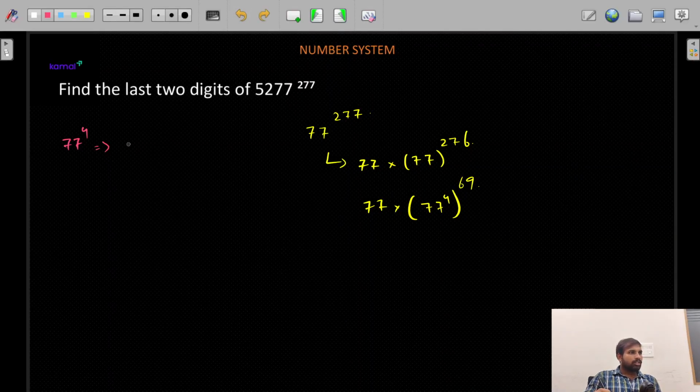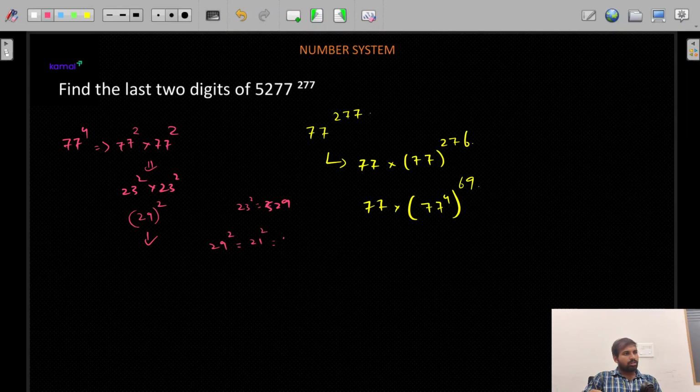For this you can write 77 square into 77 square. The last two digits of 77 square are 29, so it becomes 29 square. So 29 square, the last two digits are equal to 21 square, which is 441. So my last two digits are 41. So the last two digits for this number are 41.